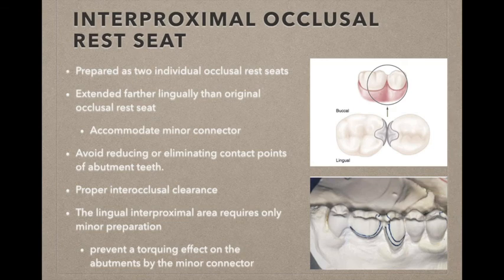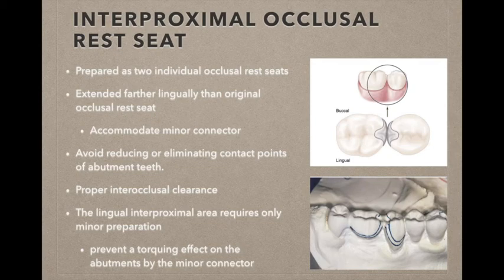We also have the interproximal occlusal rest seat. Remember in the lab I told you that this is like two individual rest seat preparations combined together, one on the mesial and one on the distal. You just need to notice when you do your preparations, you have to extend it further lingually than the original occlusal rest seat, because the minor connector will come from the lingual part, and so you have to have more space to accommodate the minor connector.